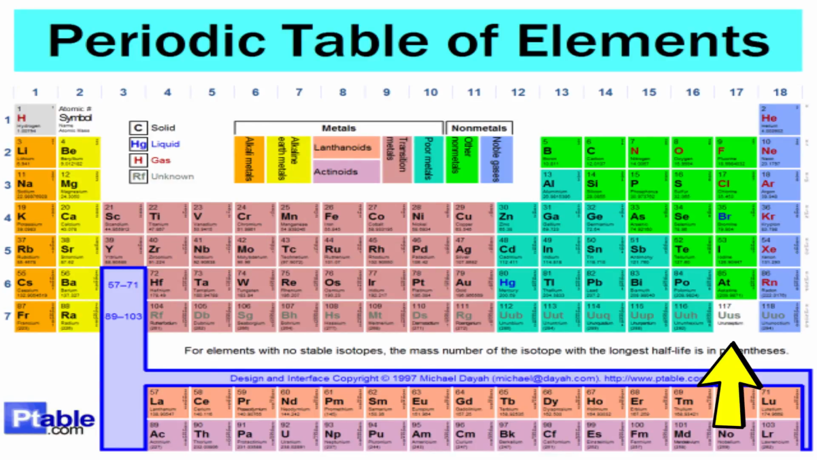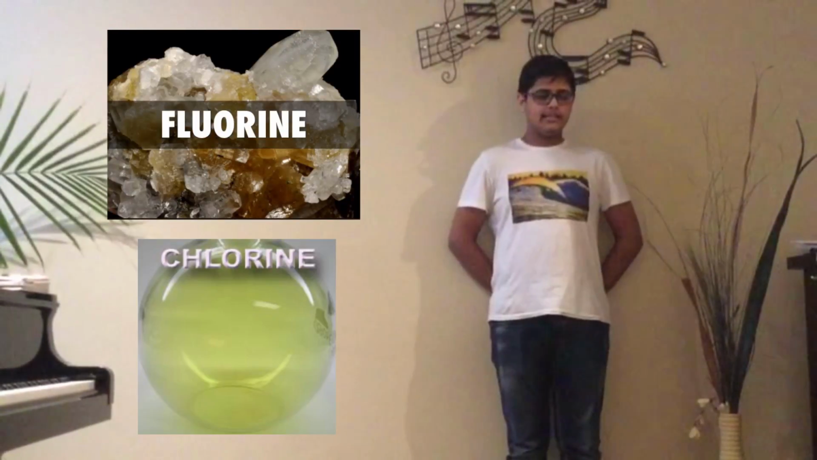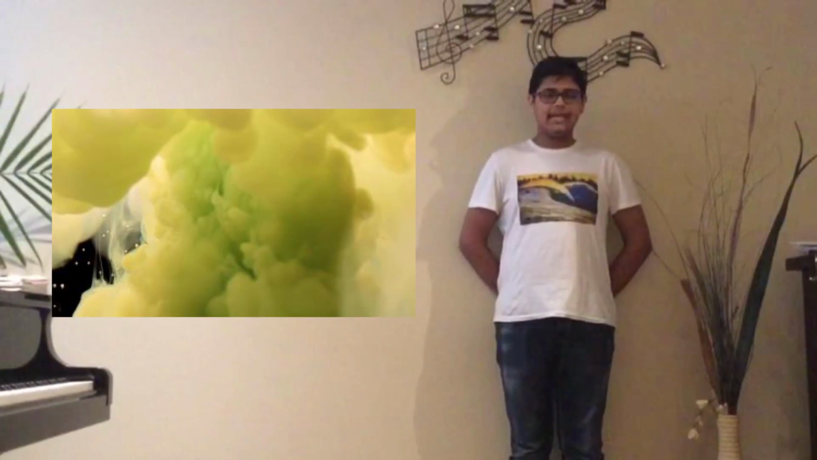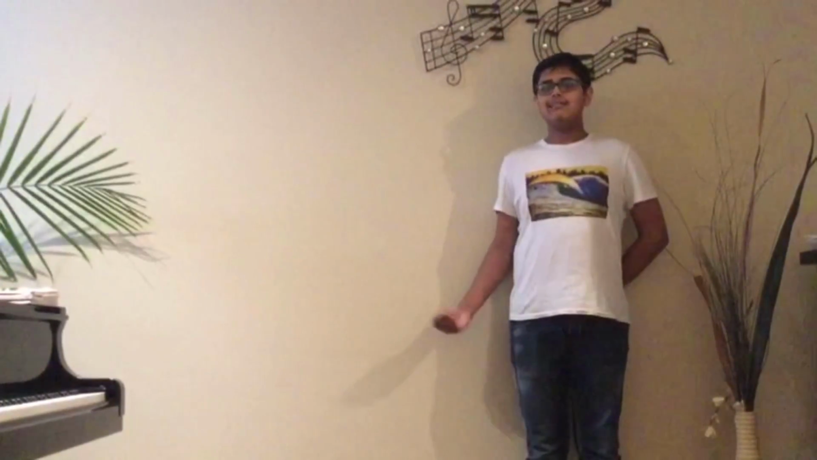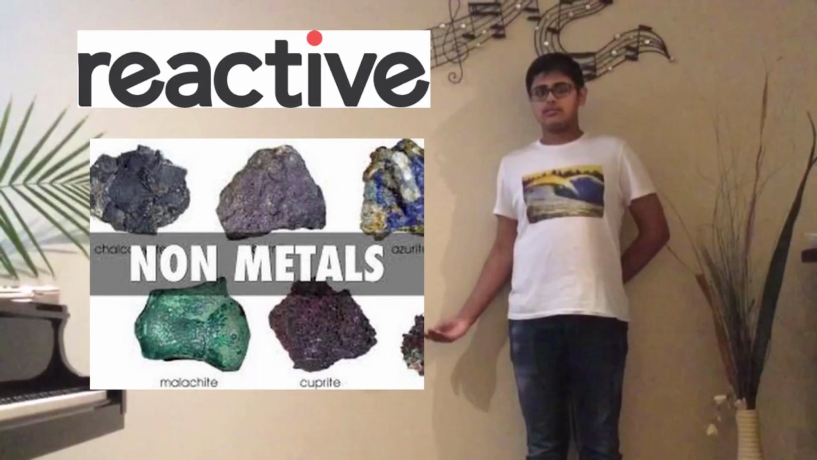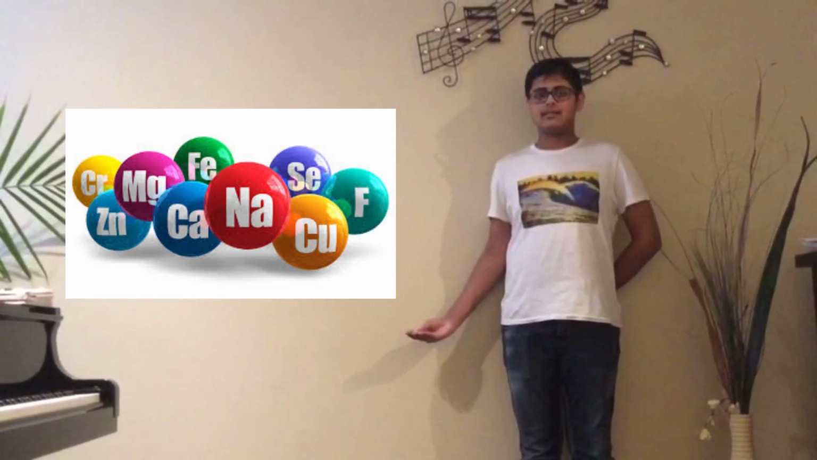Group 17 is the halogens. They are in various colors and physical states. Fluorine and chlorine are yellowish-green gases. Bromine is a dark red liquid. Iodine is a purple-black solid with a metallic shine. The halogens are the most reactive nonmetals. They can combine with other elements to form new substances.